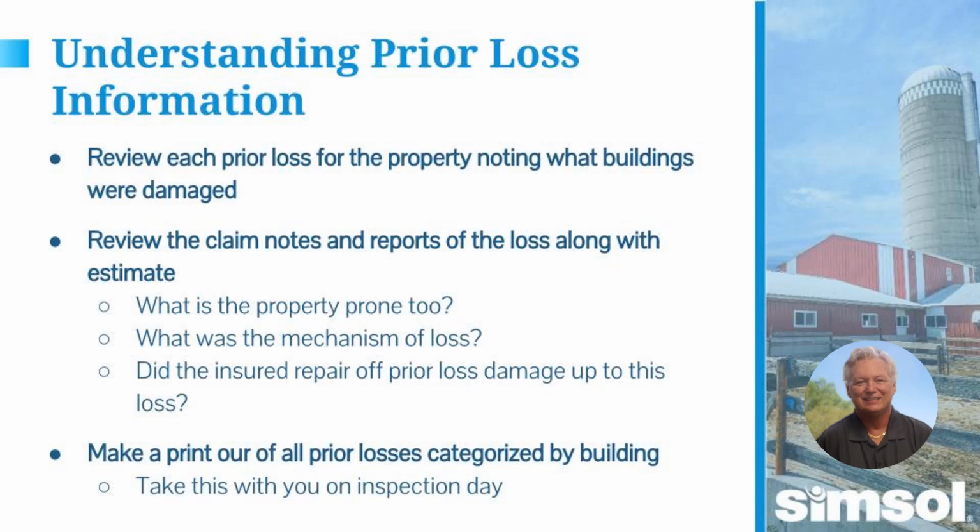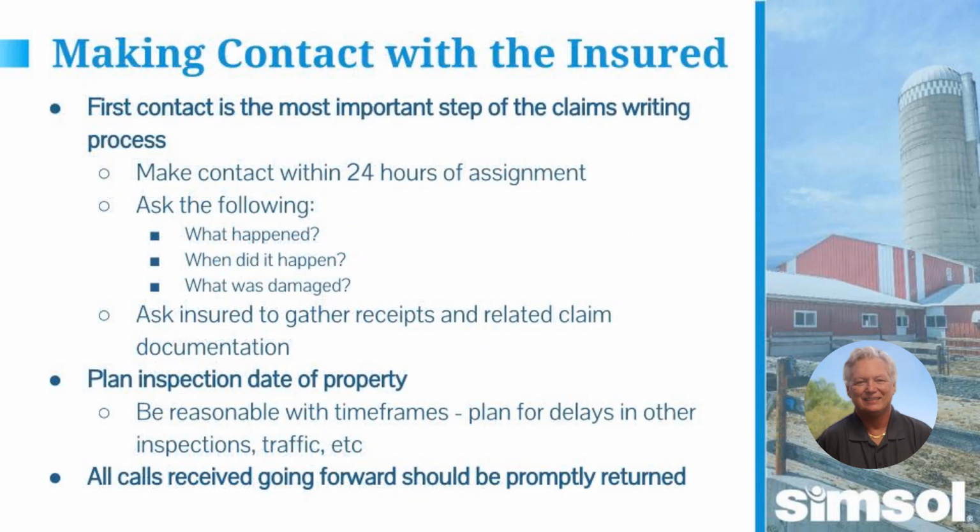That brings us up to making contact with the insured, okay? First contact is very important, and what it does is it sets the pace of the claim and gains the insured's trust so that the adjuster can attempt to settle this loss very easily. Prompt contact reassures the insured that their claim is being handled in a normal, professional manner. Contact should be made within 24 hours.